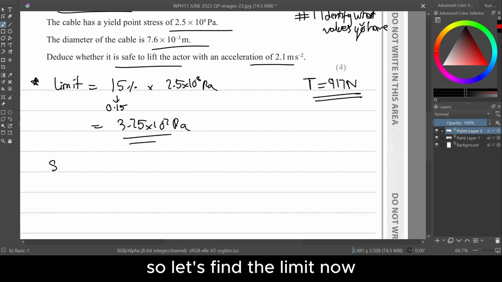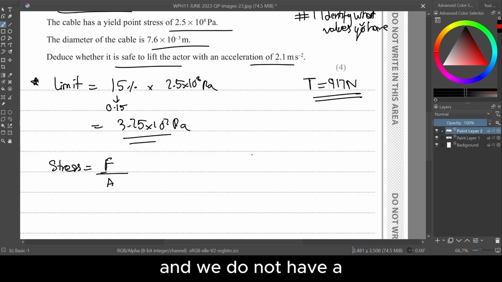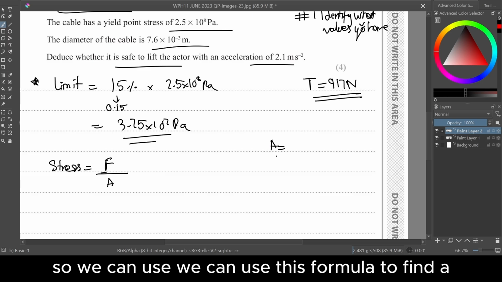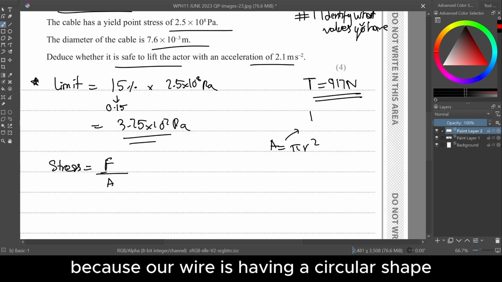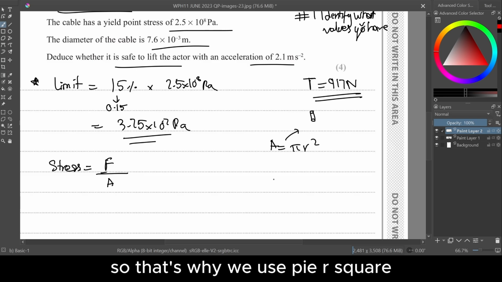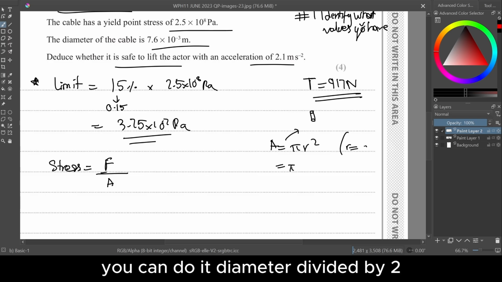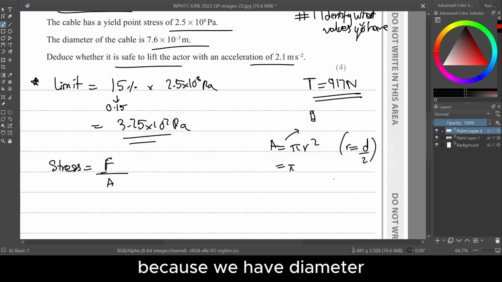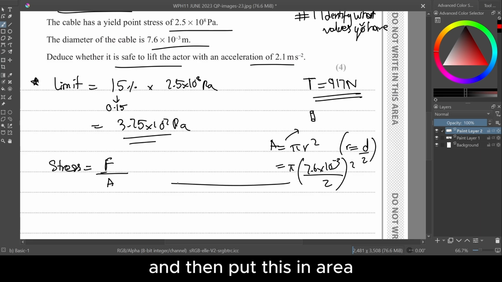So now we need to find the stress. Stress formula is F by A, right? We do not have A, so we can use the formula for area, which is pi r square. Why pi r square? Because our wire has a circular shape, and this is the area of a circle, that's why we use pi r square. So let's input the values. In order to find r, you divide the diameter by 2, because we have the diameter. So 7.6 times 10 raised to power minus 3 divided by 2, squared, and then put this in area.